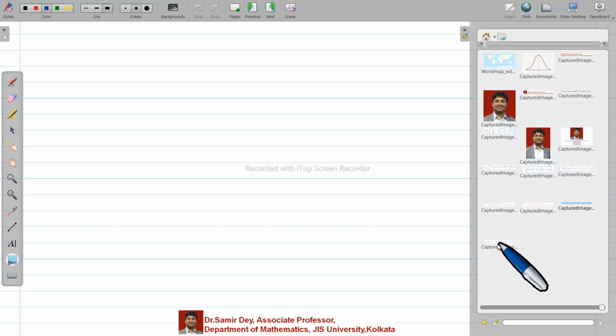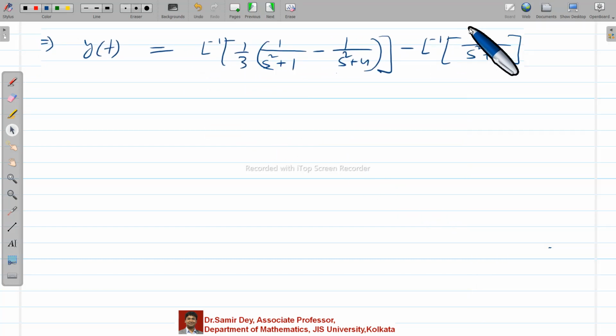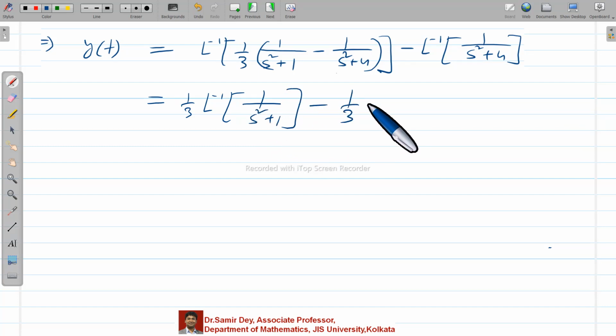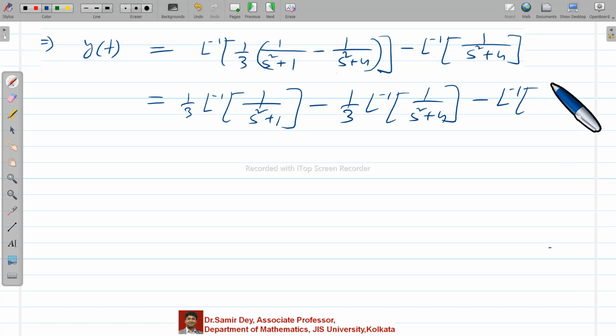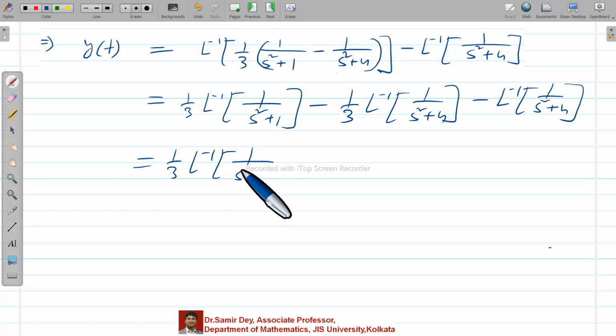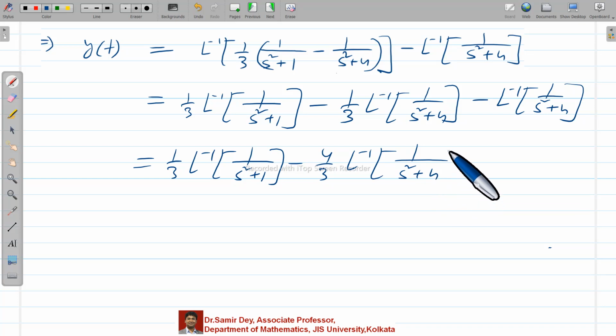Okay. Now you have, so it is very simple. 1 by 3 L inverse of 1 by s square plus 1 minus 1 by 3 L inverse of 1 by s square plus 4 minus L inverse of 1 by s square plus 4. Okay, so from here you may write 1 by 3 L inverse of 1 by s square plus 1. So this part is same. So you may write 4 by 3 L inverse of 1 by s square plus 4. Clear? Because minus 1 by 3 minus 1, if you consider, that is coming minus 4 by 3.